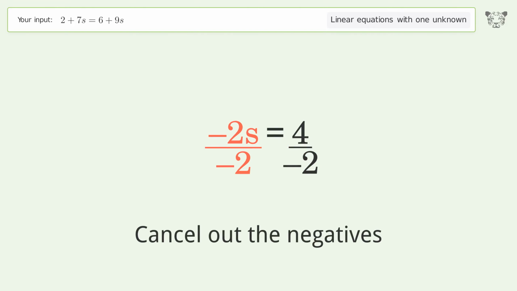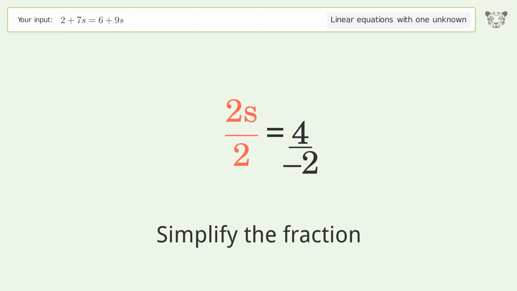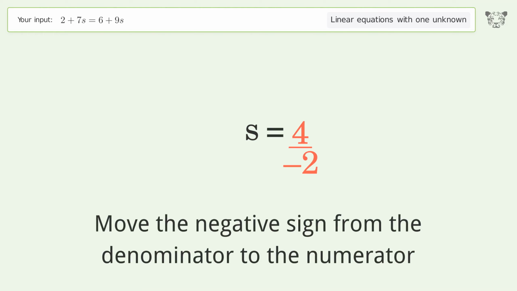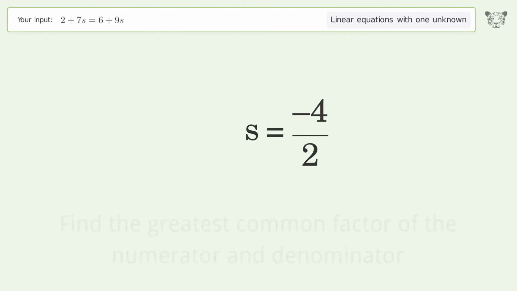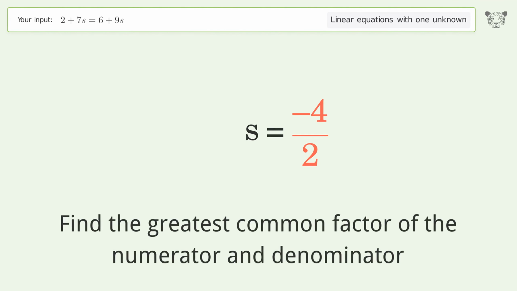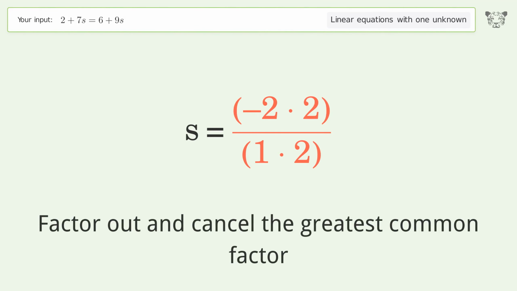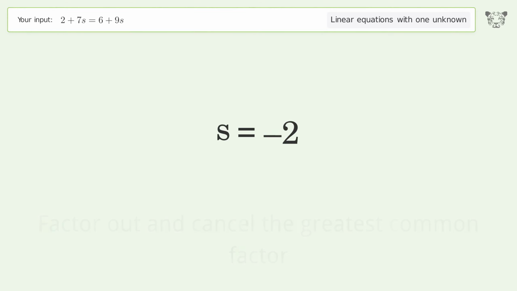Cancel out the negatives. Simplify the fraction. Move the negative sign from the denominator to the numerator. Find the greatest common factor of the numerator and denominator. Factor out and cancel the greatest common factor. And so the final result is s equals -2.